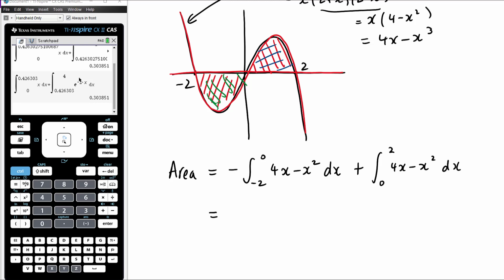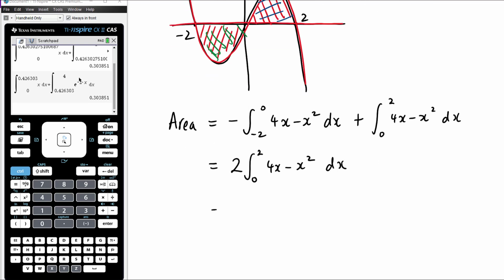And so therefore, actually a quicker way to find this would just be to do 2 lots of that. I wouldn't use the negative one, so I'd do 2 lots of the positive region. So we could also just do 2 lots of the integral from 0 to 2 of 4x minus x squared. So looking for those symmetries where you can reduce the number of integrals that you need to calculate.